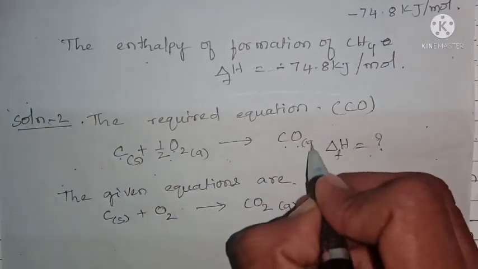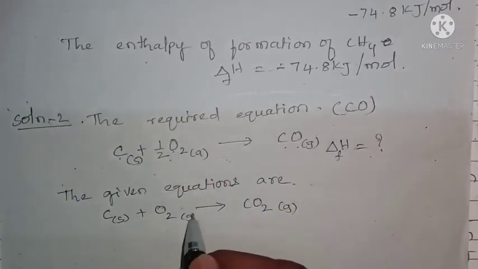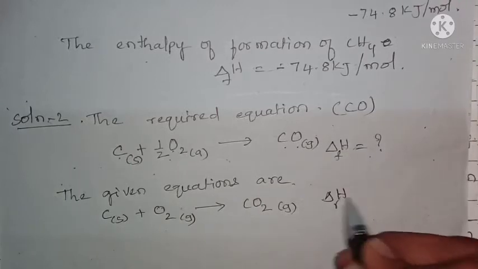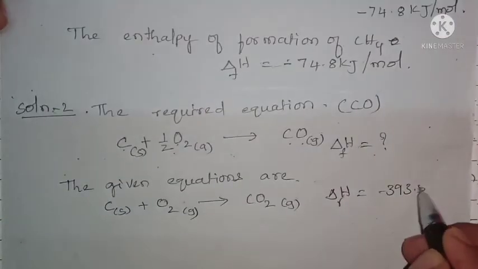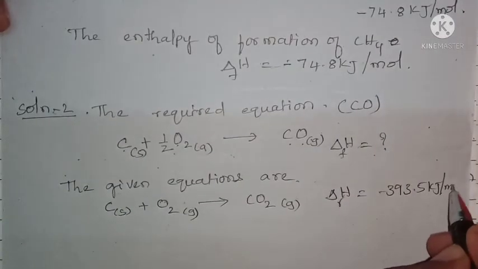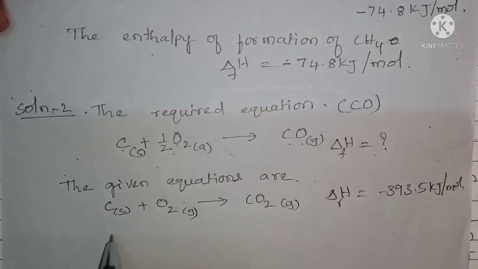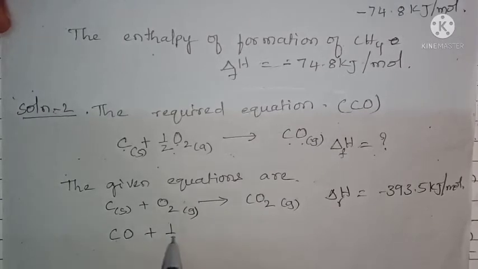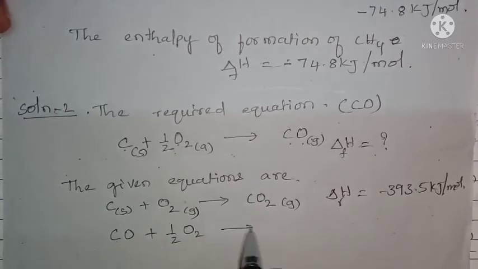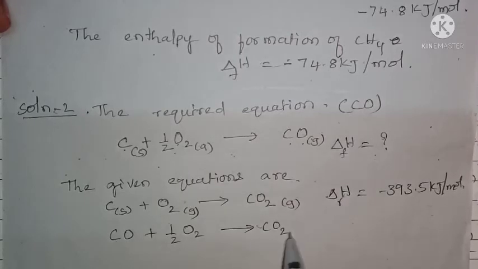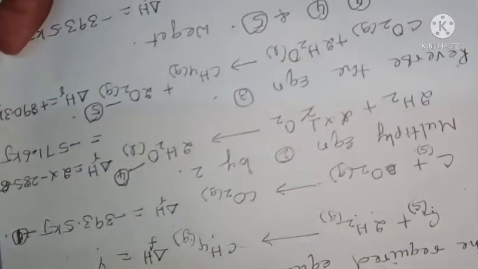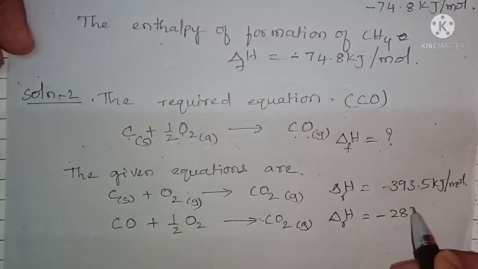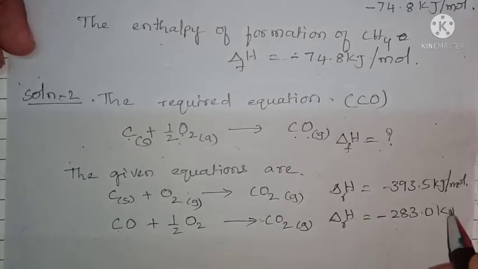Okay, I will write the state afterwards also. Delta H reaction is minus 393.5 kilojoules per mole. And the second equation: carbon monoxide plus half oxygen gives carbon dioxide, and during this the enthalpy of reaction is minus 283.0 kilojoules per mole.